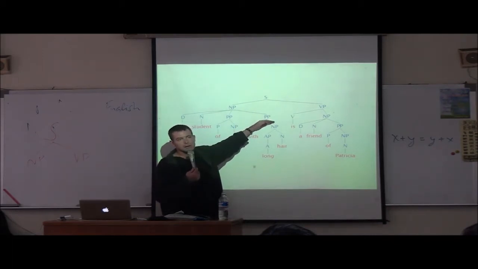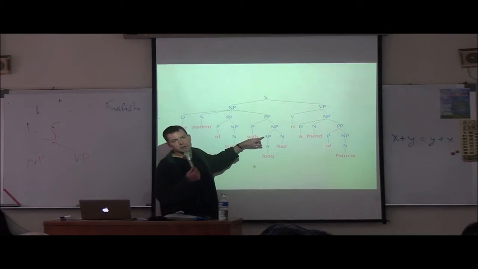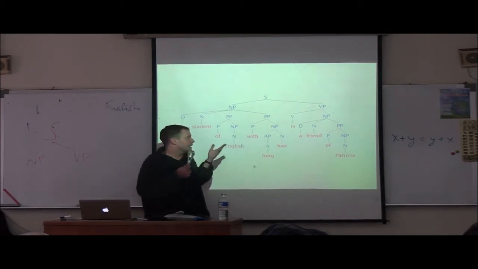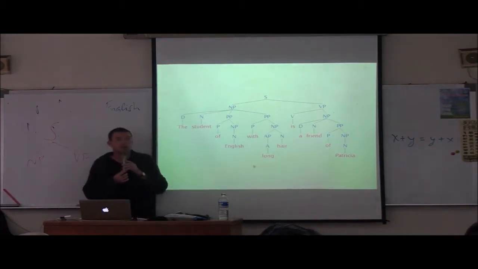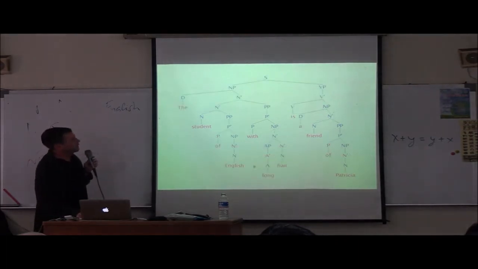Long hair. How many N bars will there be in that NP? There will be how many? Why 2? Okay, one is for the head, the other one for the adjunct. Long is an adjunct. It modifies hair. It's obviously not a complement. Right? So, there you go.